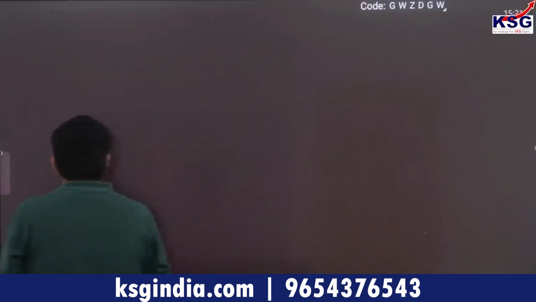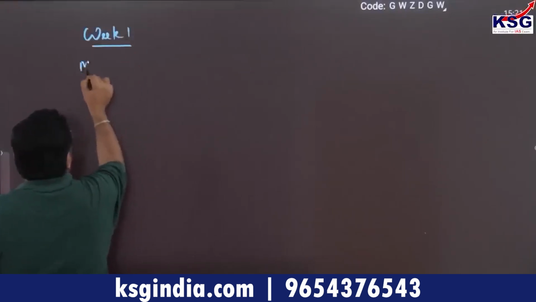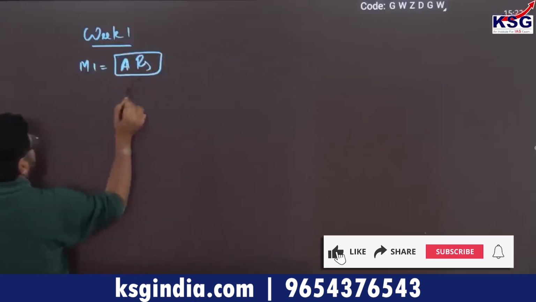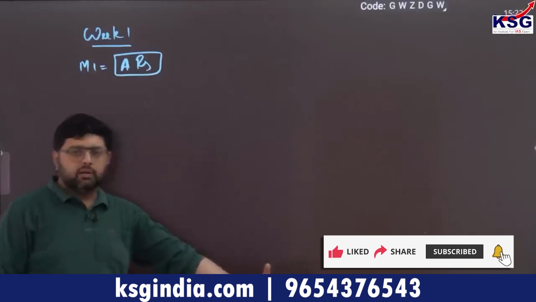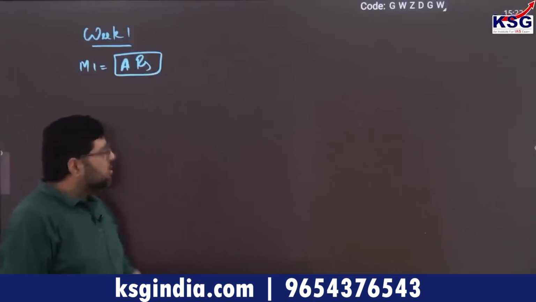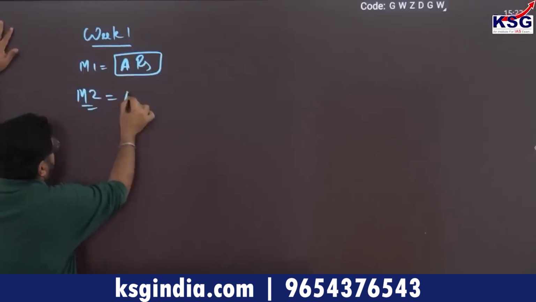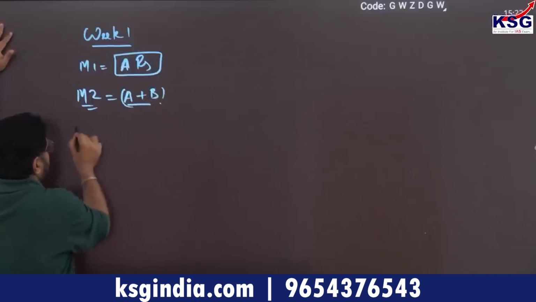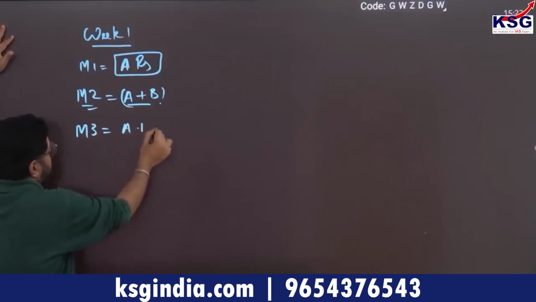For example, in week 1, suppose M1 value comes out to be A rupees, because it will be in rupees only: currency with the public plus demand deposit plus other deposit with RBI. M2 is M1 plus savings with the post office, so A plus B. M3 is basically M1 plus time deposit, so A plus C.